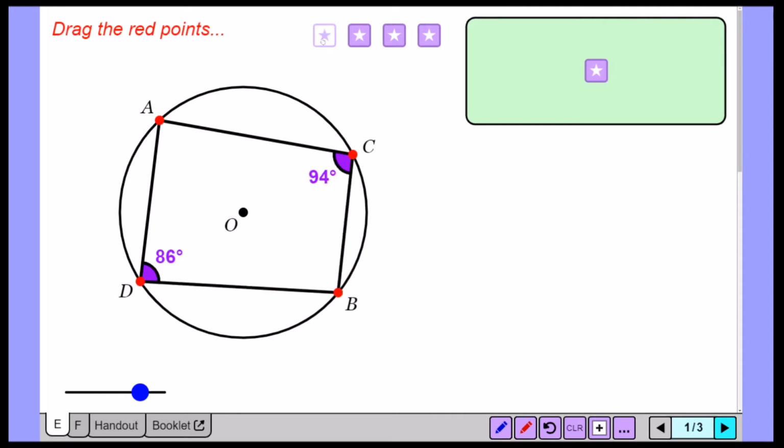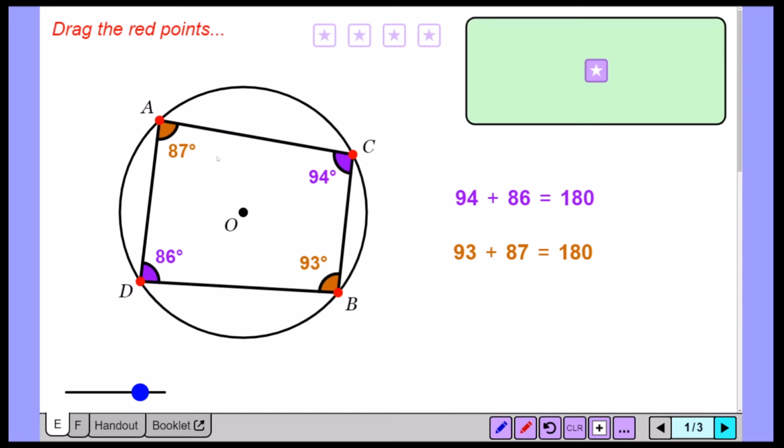What we can spot is that opposite angles in our cyclic quadrilateral always add up to 180 degrees. You can see in our example we've got 86 and 94, which are our two purple angles. They add up to 180.